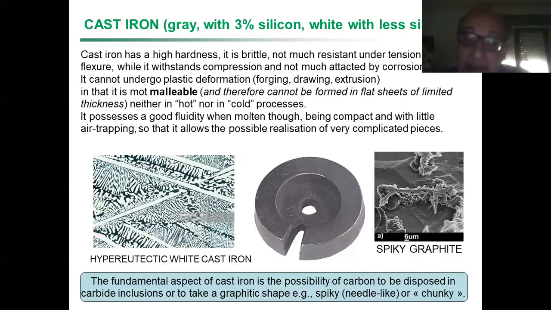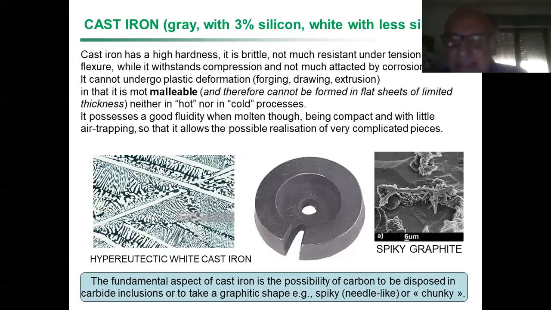Was cast iron, and there was the presence of a substantial amount of silicon. You can have, though, a cast iron with more silicon and a cast iron with less silicon. The gray one has around 3% silicon, and the white one is a more refined product and has less.